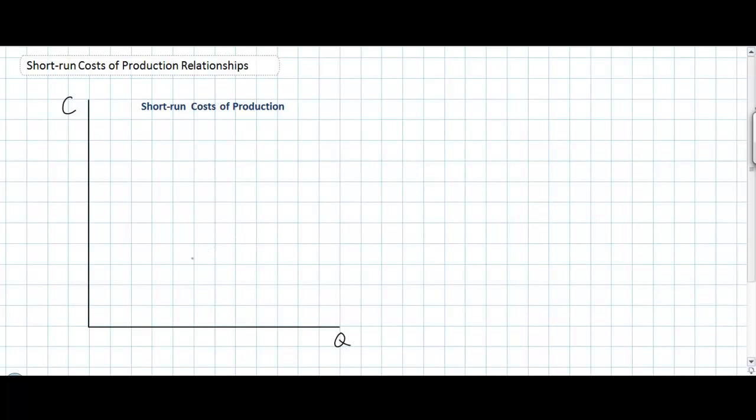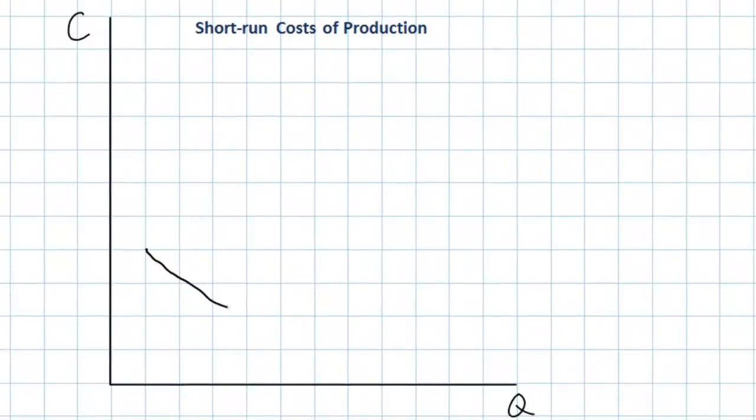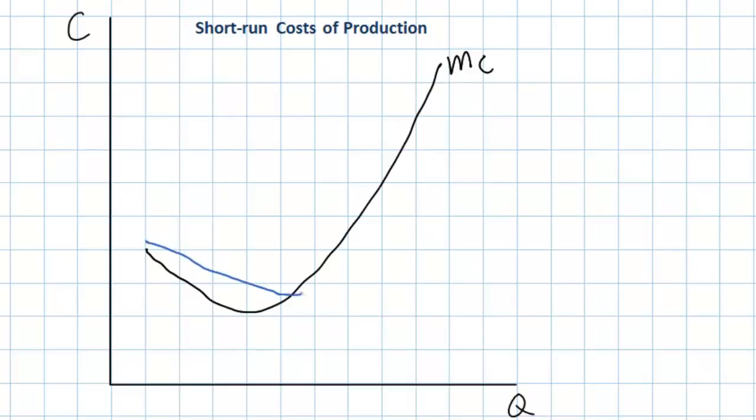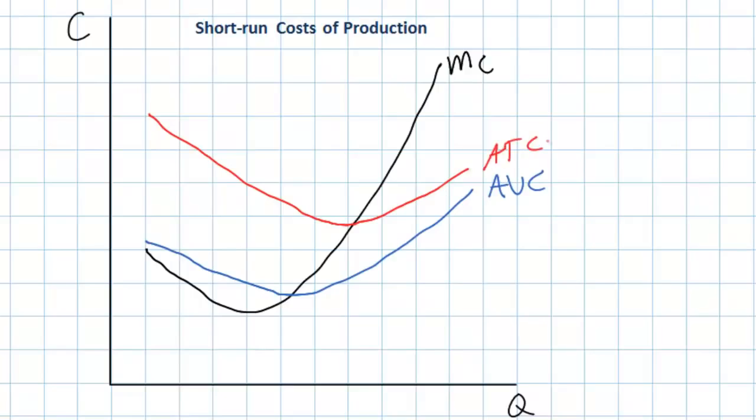Specifically, we're going to look at marginal cost, which I'll draw here, average variable cost, which I'm drawing now, and average total cost, which I've drawn here. Let's start off with marginal cost.